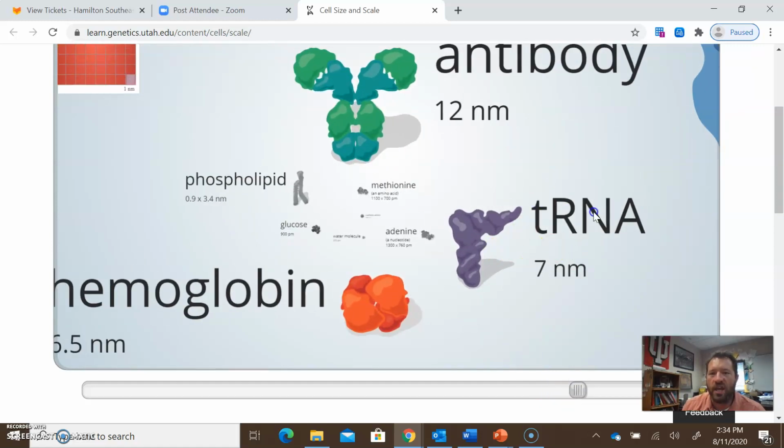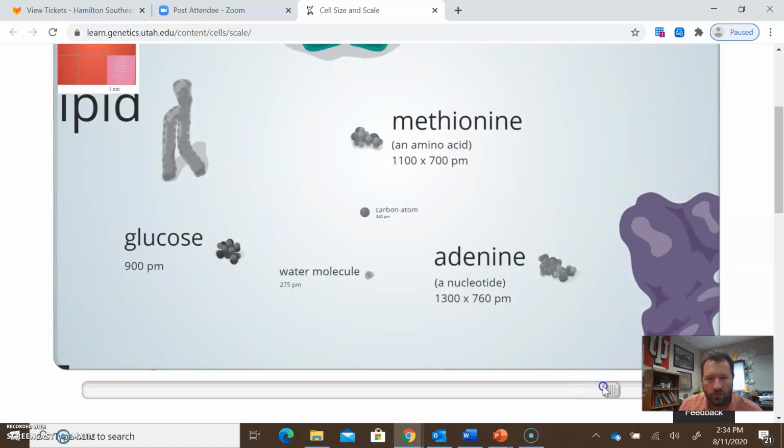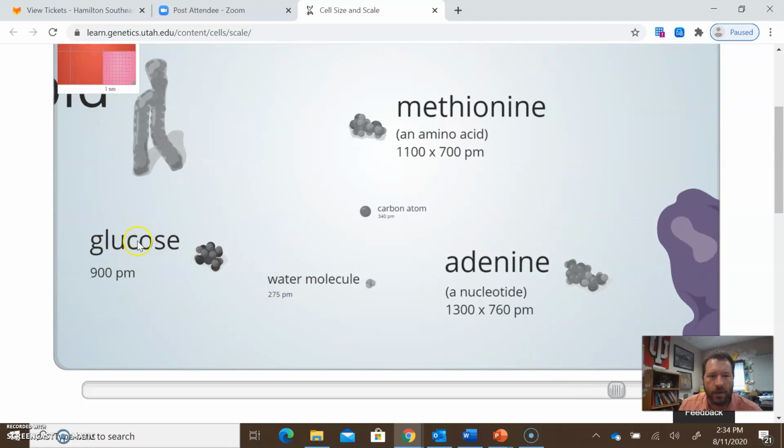Here is tRNA. If you've ever heard of DNA, RNA is very similar. Here's a phospholipid. That's one of the 4 macromolecules we're going to talk about today. Going even smaller here, here's a molecule of glucose, an atom of carbon, and finally water. So water is very, very small. You can look at it. It's actually comparable to just one single atom of carbon.